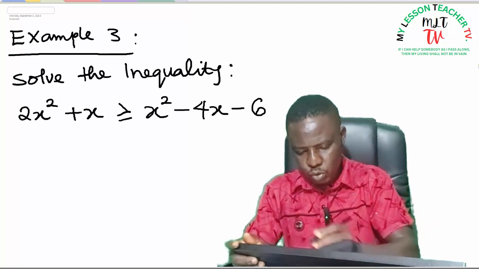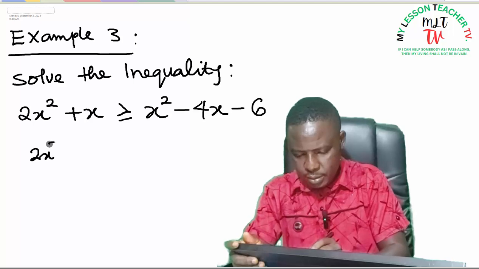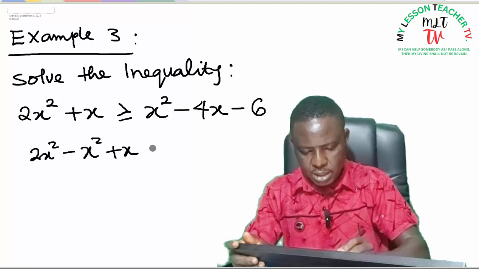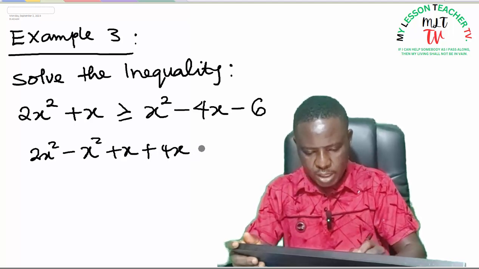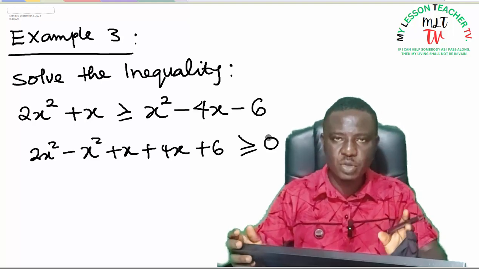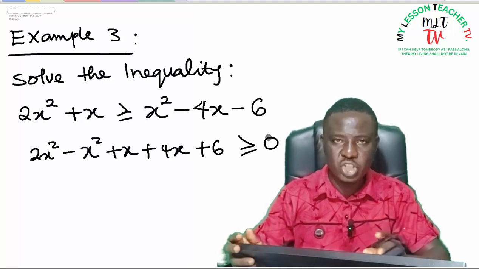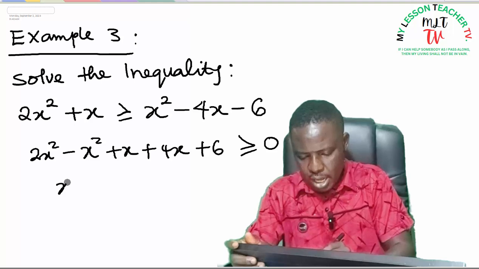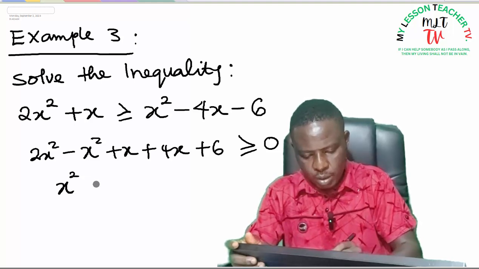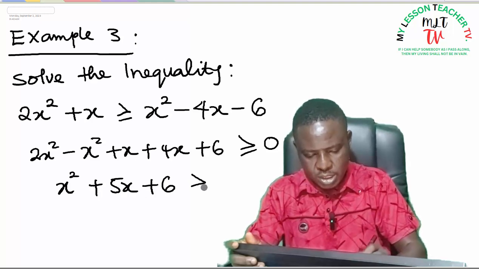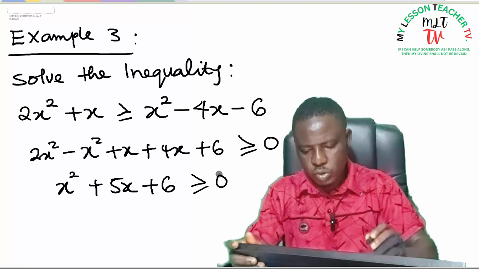So when you do that, you are going to have something like 2x squared minus x squared plus x plus 4x plus 6 is greater than or equal to 0. When you subtract or add terms to an inequality, it does not change the sense of the inequality. So when you simplify further, this gives you x squared plus 5x plus 6 is greater than or equal to 0.